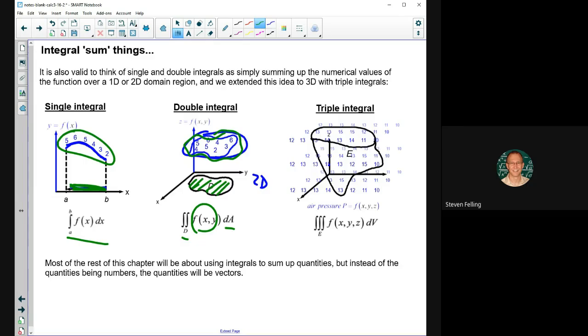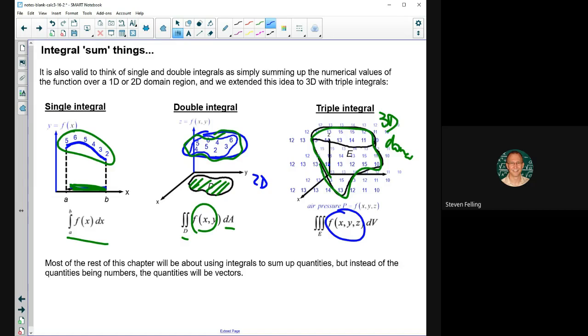And then for a triple integral in general, we now have a three-dimensional domain, right? So a 3D domain. And then we have some multivariable function of the x, y, and z of those domains. Maybe it's air pressure or something, and that's what these blue numbers represent. And so we're summing all the blue numbers inside that 3D domain with a triple integral, right?